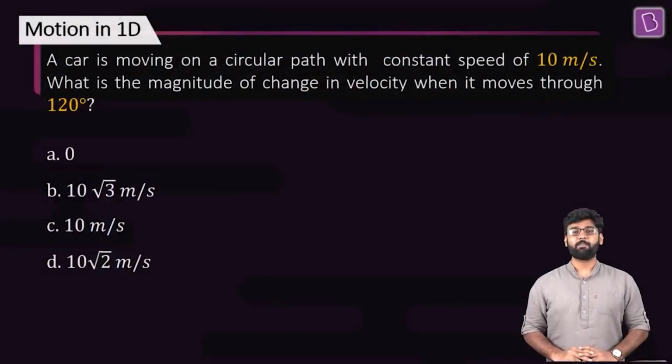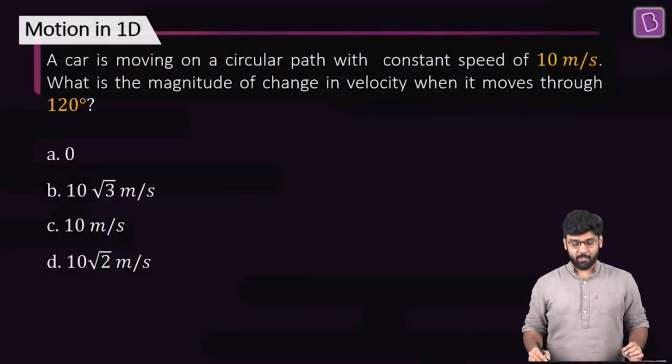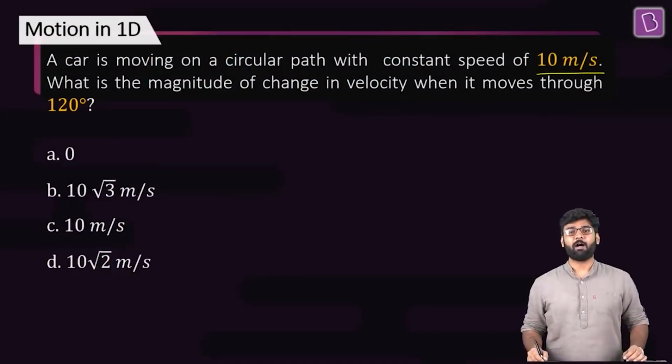So here is a question on circular motion. In this question, we have a car which is moving on a circular path with a constant speed of 10 meters per second. So the speed of the car on the circular path is 10 meters per second. And we have to find the magnitude of change in velocity when it moves through an angle of 120 degrees.